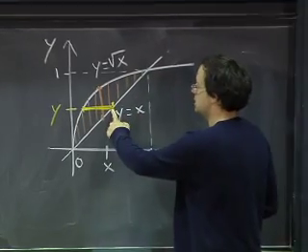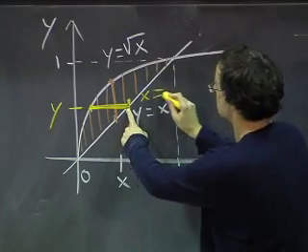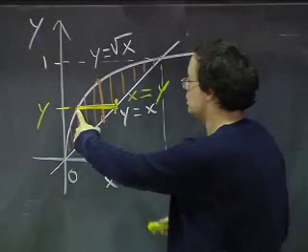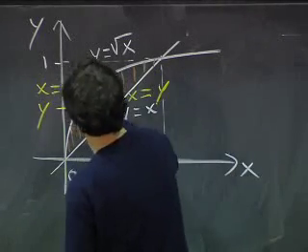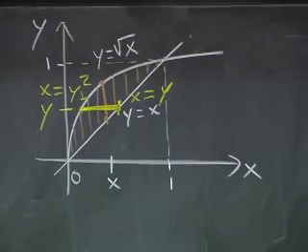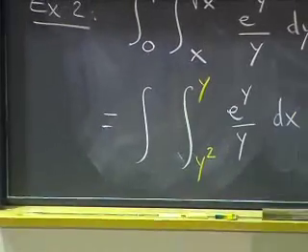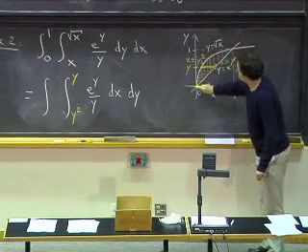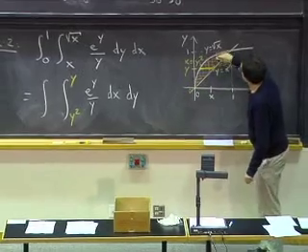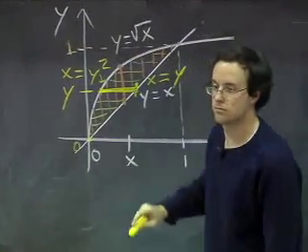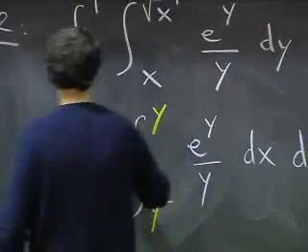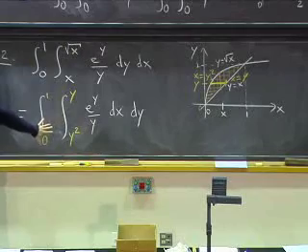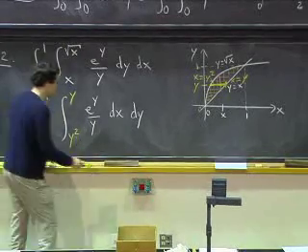What's the value of x here? Let's start with the easy one. This is x equals y. What about this one? It's x equals y squared. So x goes from y squared to y. And then what about y? I have to start at the bottom of my region, that's y equals 0, to the top, which is at y equals 1. So y goes from 0 to 1. See, switching the bounds is not completely obvious. That took a little bit of work.